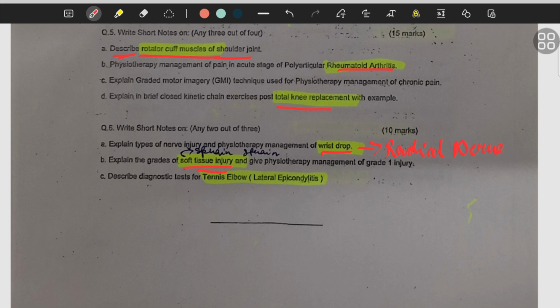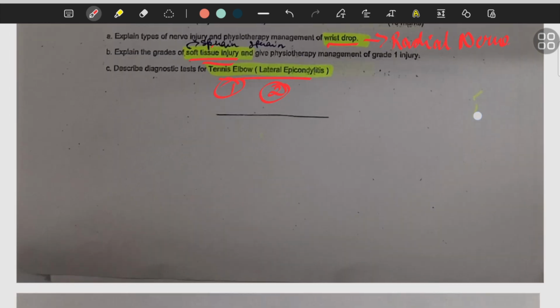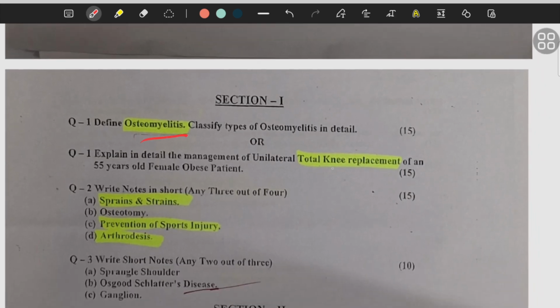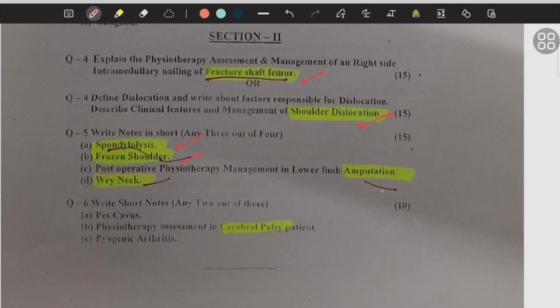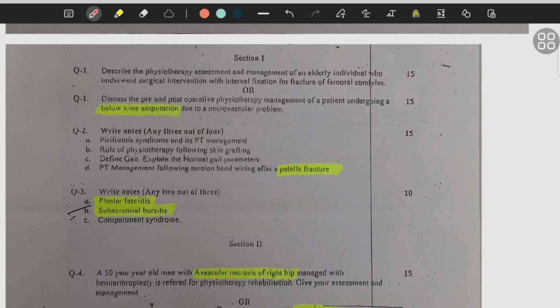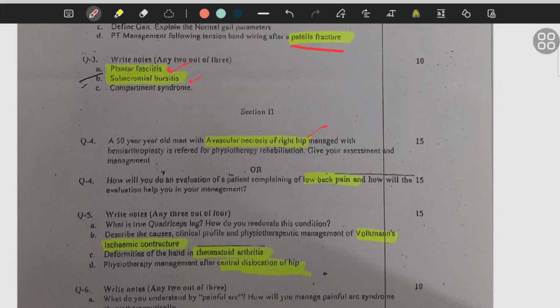Then soft tissue injury, that is sprain and strain. Then tennis elbow. See over here they have mentioned both names for the same condition, that is tennis elbow or lateral epicondylitis, osteomyelitis, total knee replacement, sprain and strain, prevention of sport injury, arthrodesis, fracture of shaft femur, shoulder dislocation, spondylolysis, frozen shoulder, amputation in general of a lower limb, then Wryneck or torticollis, then below-knee amputation, patella fracture, plantar fasciitis, subacromial bursitis, avascular necrosis of right hip.